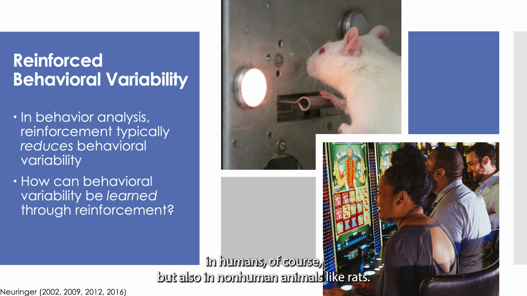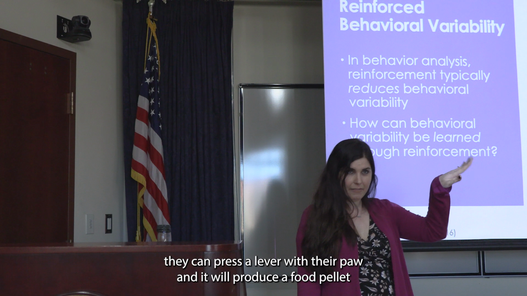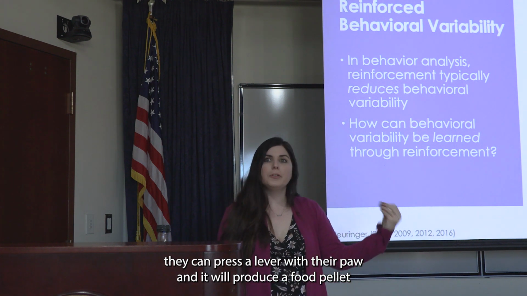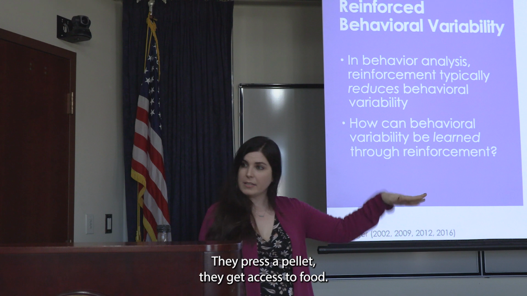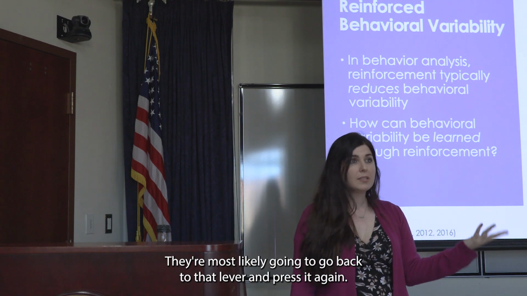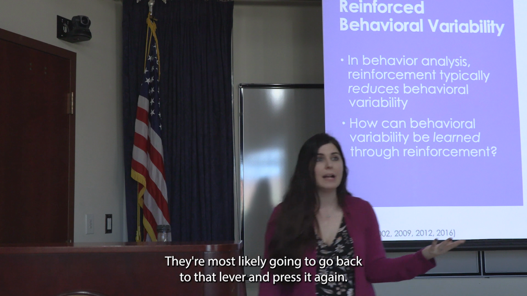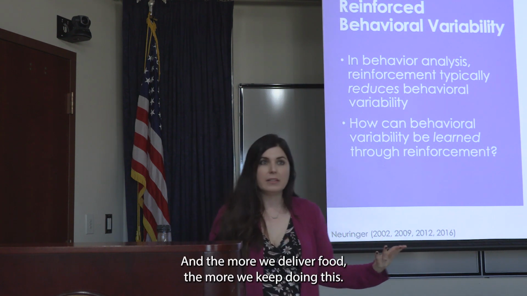We study this in humans, of course, but also in non-human animals like rats. So if we have a rat who is in a little operant chamber, they can press a lever with their paw, and it will produce a food pellet. That's going to be considered a reinforcer. They press the lever, they get access to food. What are they going to do? They're most likely going to go back to that lever and press it again. And the more we deliver food, the more we keep doing this.